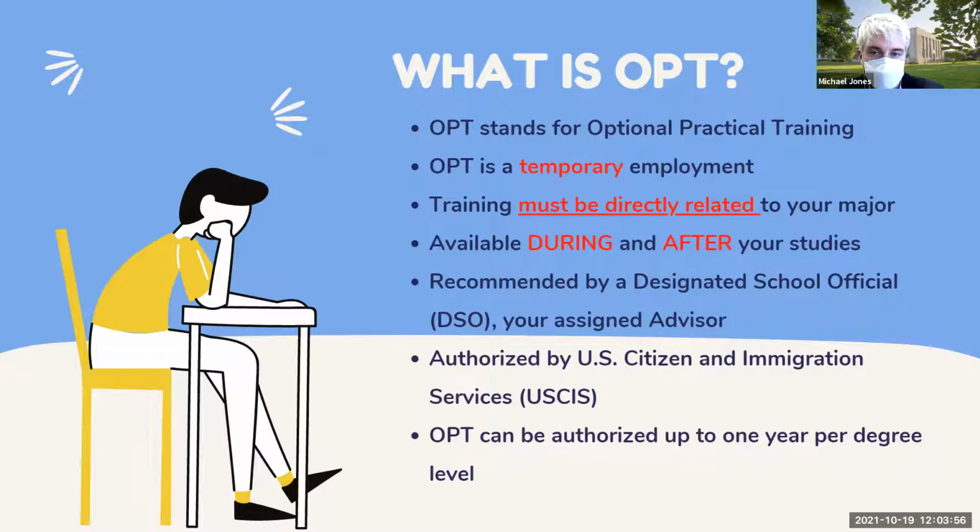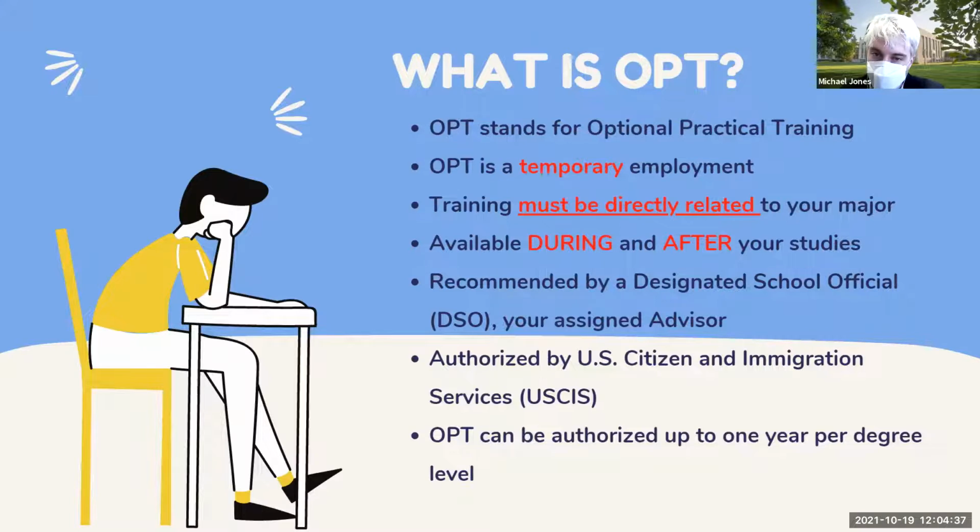When you're on OPT, your training must be directly related to your major. For example, if your major is computer science, an appropriate job to work on OPT would be a software engineer. An inappropriate job to work on OPT would be a cashier at a fast food restaurant. So just make sure that the job you're working is related to your major and you can justify that. Now, you can do OPT both during and after your studies, and we'll talk a little bit about that. But mainly, we're going to focus on post-OPT.